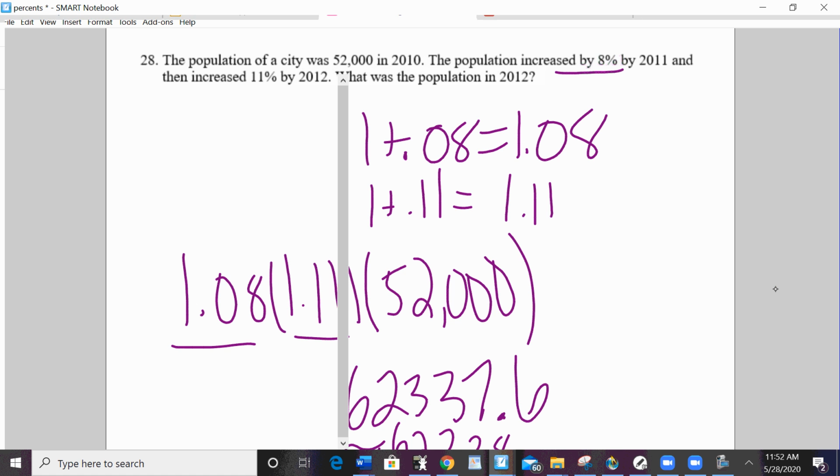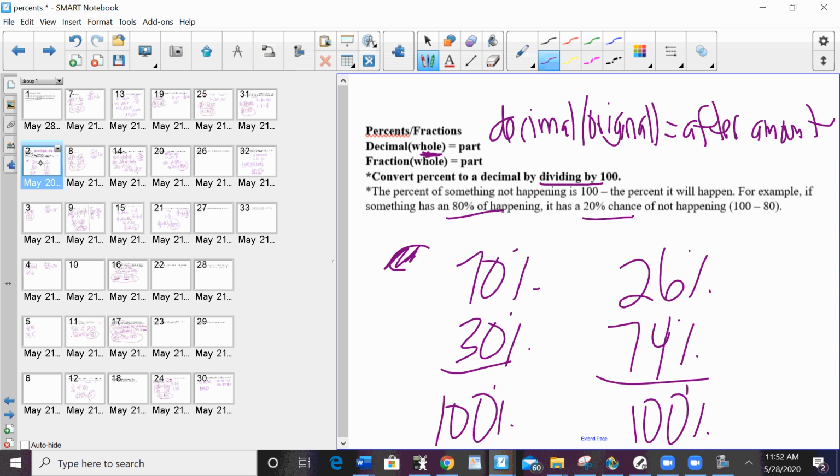So, a lot we talked about here. I wasn't looking forward to recording this lesson because I know it's so long, but got through it. When you're dealing with percents, convert it into a decimal by dividing by 100, and then you're multiplying the decimal or the fraction by the original or the whole to get the part or the after amount. The percent of something not happening is 100 or 1 minus the probability it will happen.